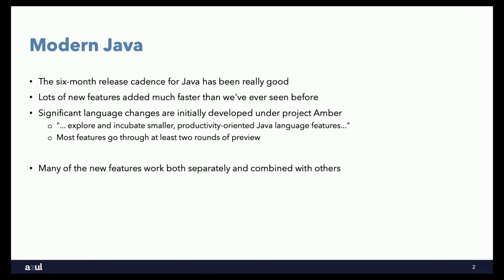Now, one of the bigger projects, which is part of the OpenJDK, is Project Amber. This is more of an umbrella project rather than focusing on one specific thing. It focuses on a number of issues, and as I've put here, it explores and incubates smaller, productivity-oriented Java language features. And one of the other nice things about having a 6-month release cycle is it now also allows us to effectively have preview features and incubator modules.